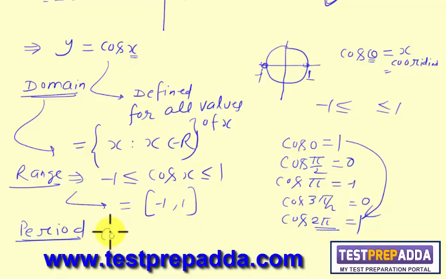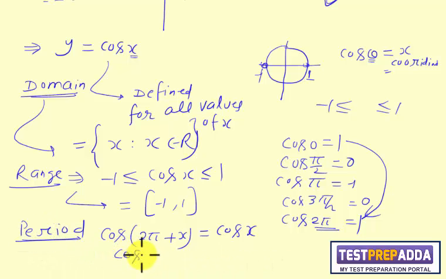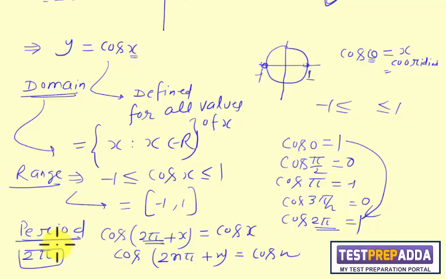So here we can write cos(2 pi plus x) is equal to cos x. In general, we can write cos(2n pi plus x) is equal to cos x. The least is 2 pi. So 2 pi will be considered as the period of cos x. Got it?